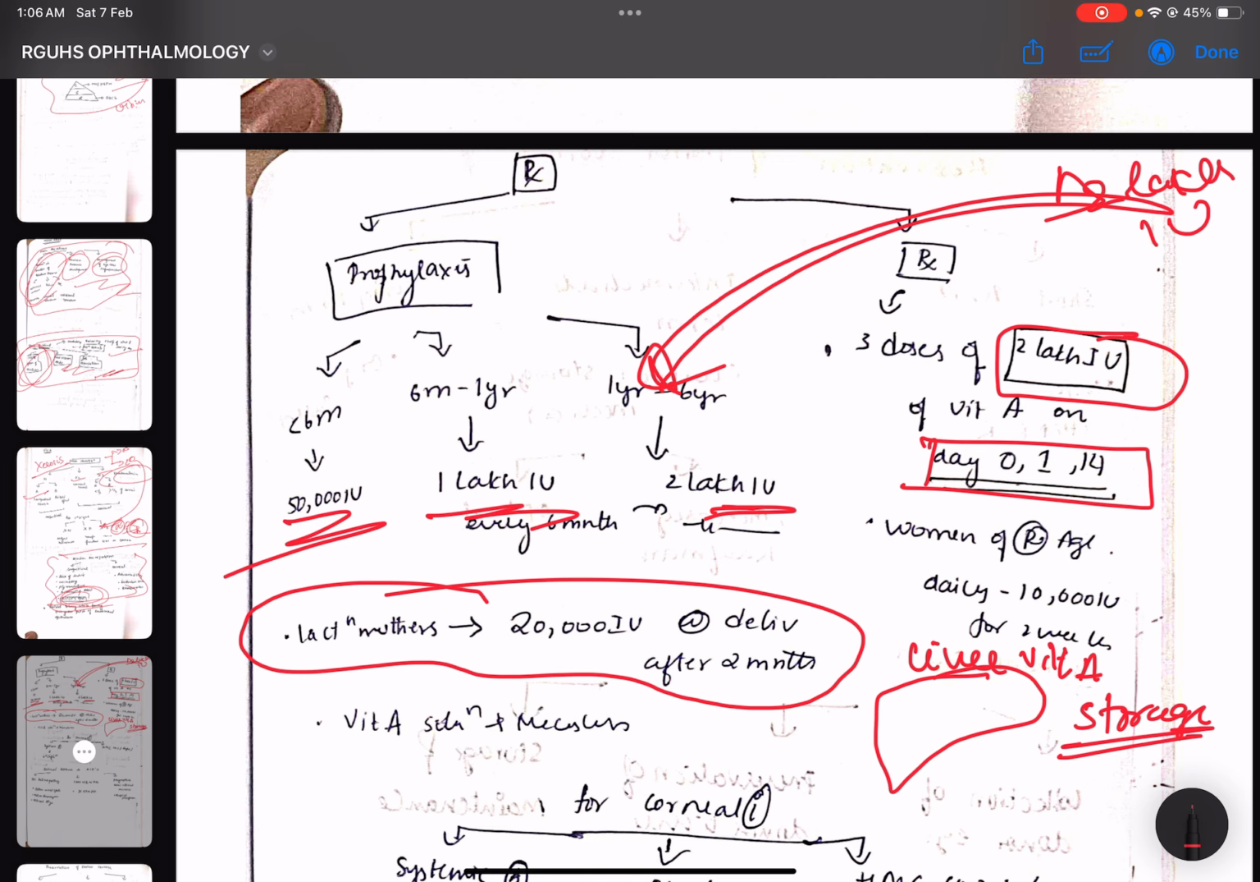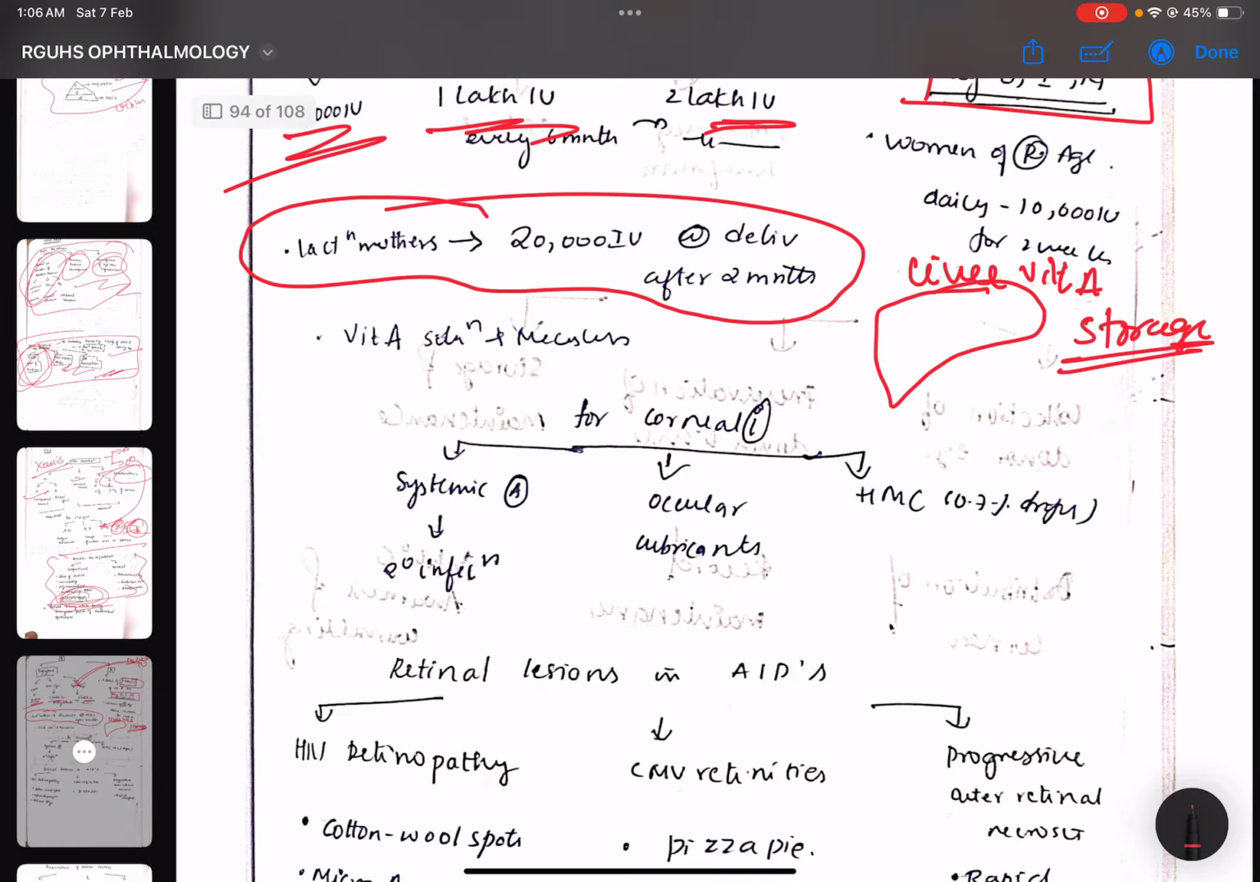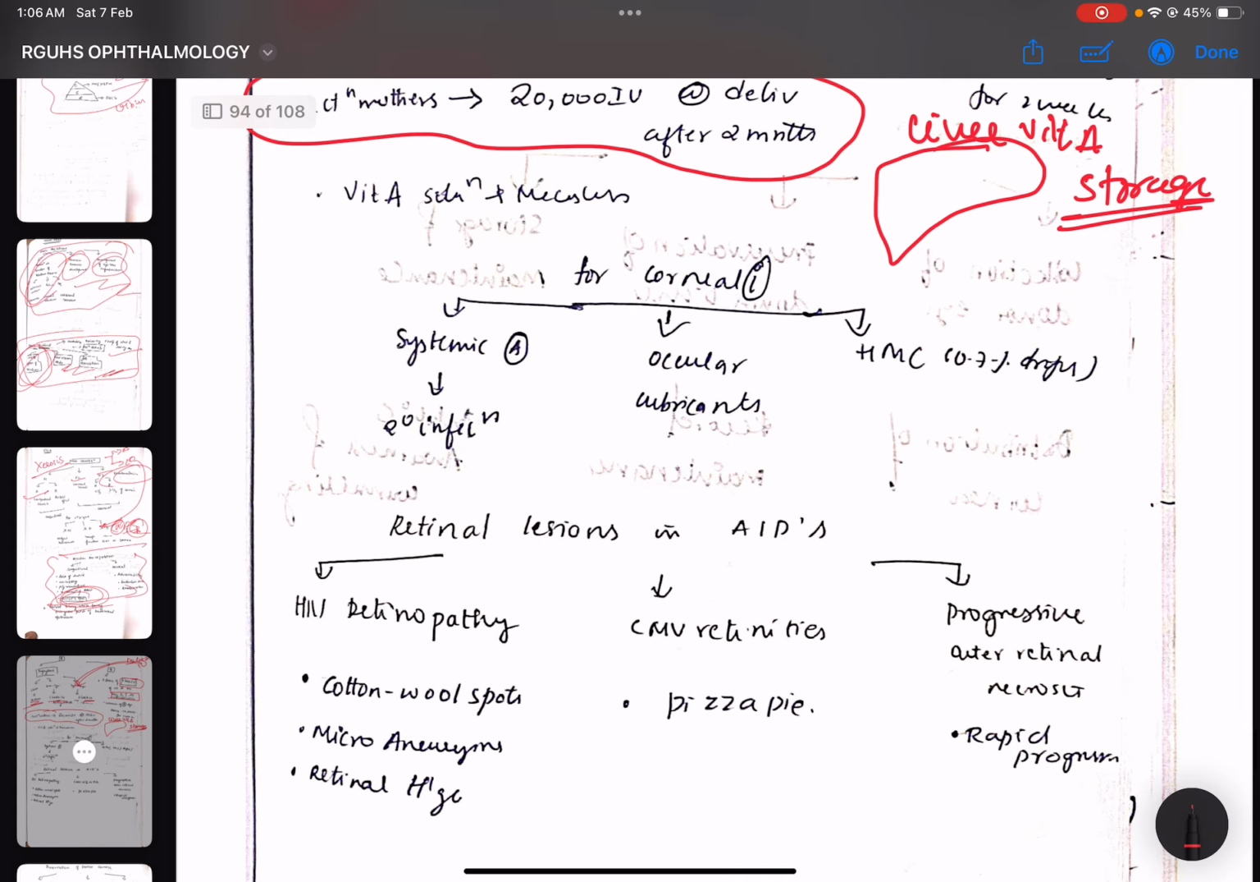This is the pharmacokinetics or pharmacodynamics of vitamin A, why you will give it. I've explained it because it's important to know. I've explained topics which have to be explained. I will not sit and explain community medicine. Please don't expect me to explain that also. I'm not made to do that.